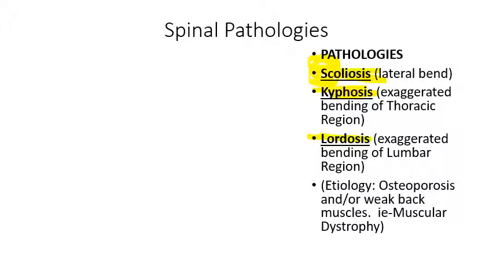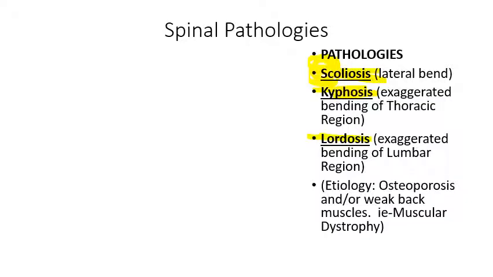So in kyphosis, we have an exaggerated curve of the thoracic curvature, which is bending outwards, which gives you a hump. And then lordosis is an exaggerated curve of the lumbar vertebra, which gives you kind of a pot belly shape, where the abdomen is kind of pushed forward. That's called lordosis.